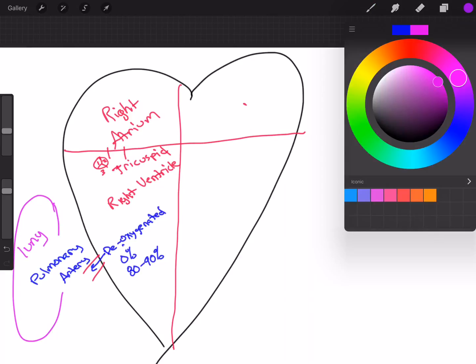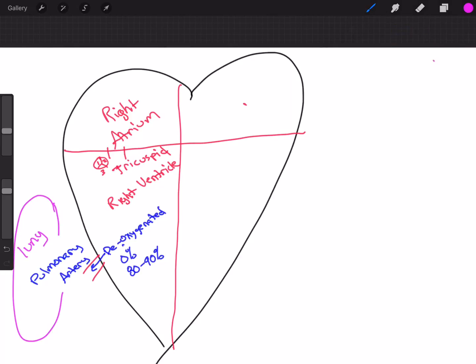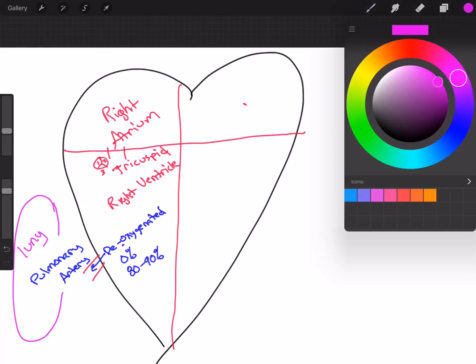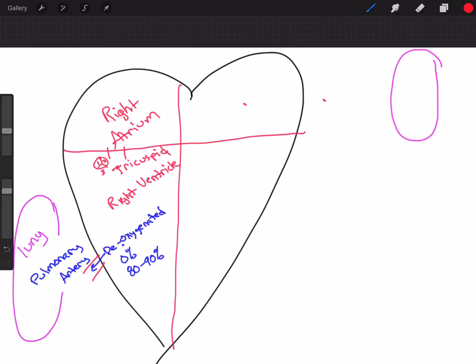So we're going to switch over to the other side over here. You've got 2 lungs. I'm only drawing 1 lung at a time, but you can figure it out. So now we've got blood coming from the lung again.